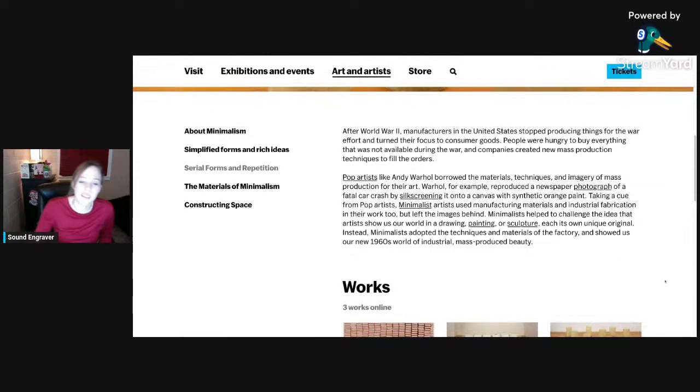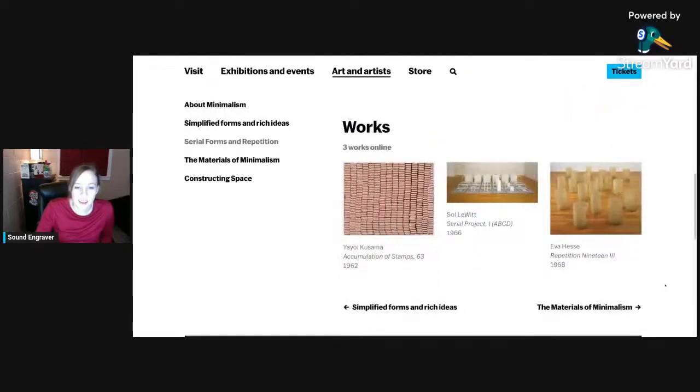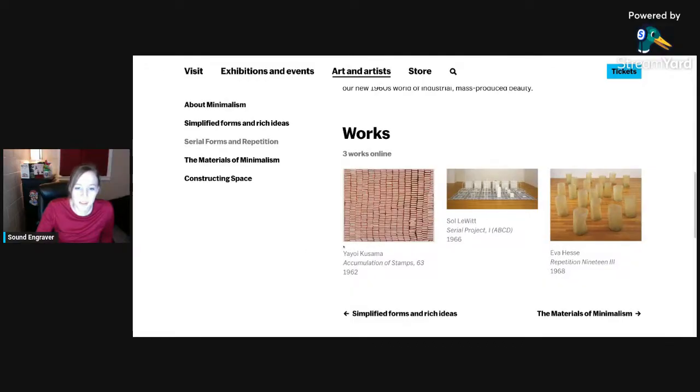Before I lose my train of thought, here are some works. Yayoi Kusama, just a repetition of stamps. I think they're stamps, an accumulation of stamps. Sol LeWitt with his cubes. I forgot what the material is, maybe it's fiberglass, I'm not sure. And then these glasses, I'm not quite sure of the material here. Eva Hesse, I think is her name, or Hess. I can't remember how to pronounce it.